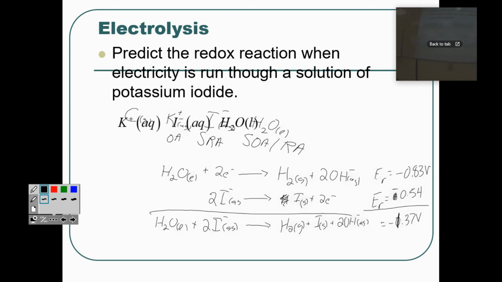So which one of those is going to be acting at the cathode? The one that is undergoing reduction, the one that's gaining electrons. So this would be our cathode. This would be our anode. That's our net potential.